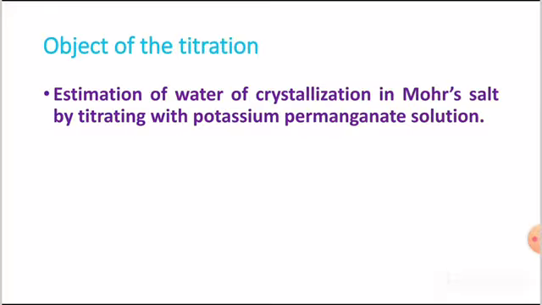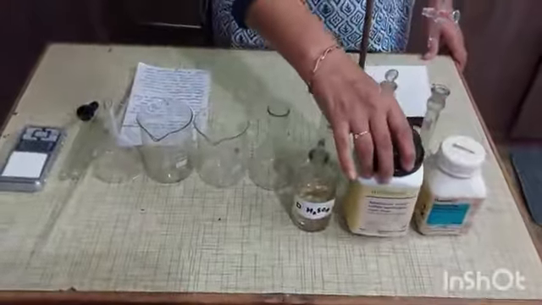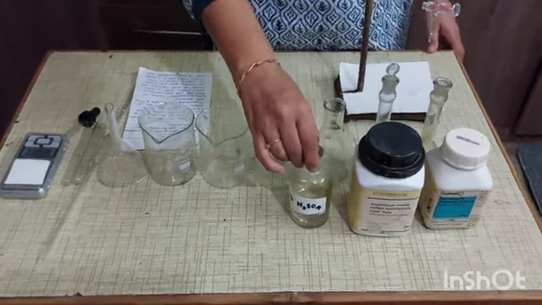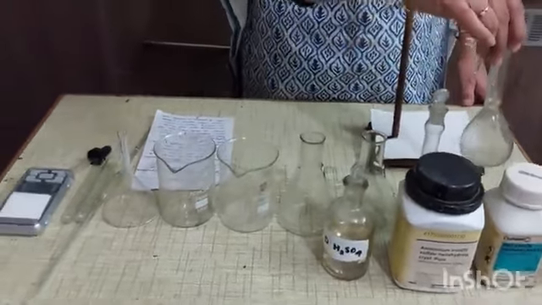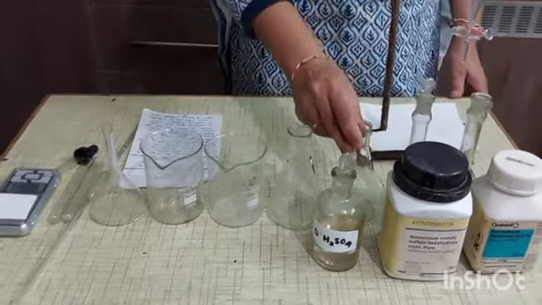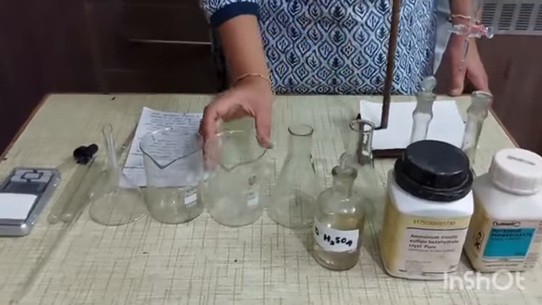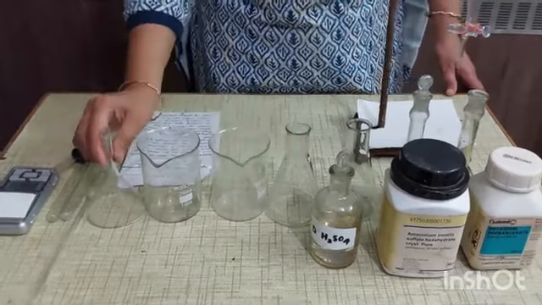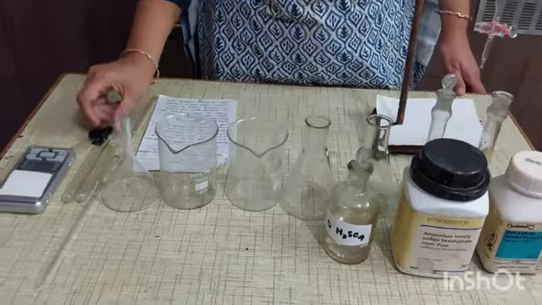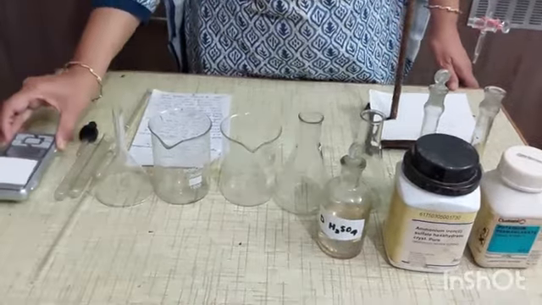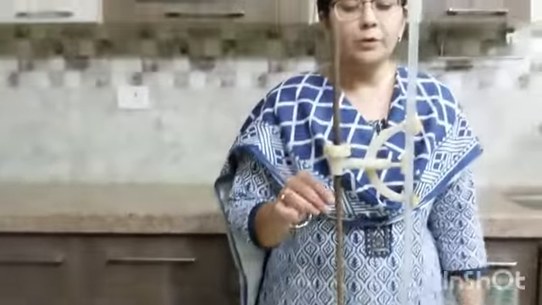Object of the titration: estimation of water of crystallization in Mohr salt by titrating with potassium permanganate solution. For this practical, the chemicals and apparatus required are KMnO4, ferrous ammonium sulfate, dilute sulfuric acid. Apparatus: 100 ml measuring flask, 150 ml conical flask, 250 ml beaker, funnel, 10 ml pipette, test tubes, dropper, digital weighing machine, burette stand, burette clamp, and 50 ml burette.